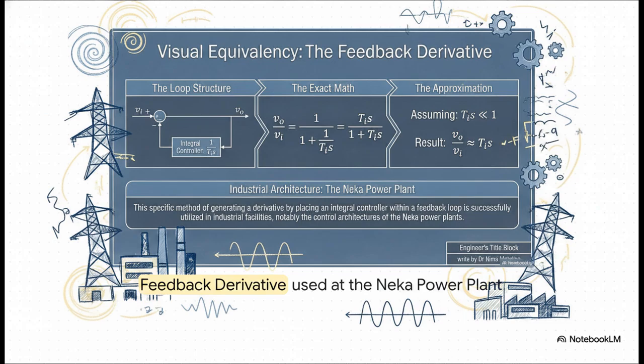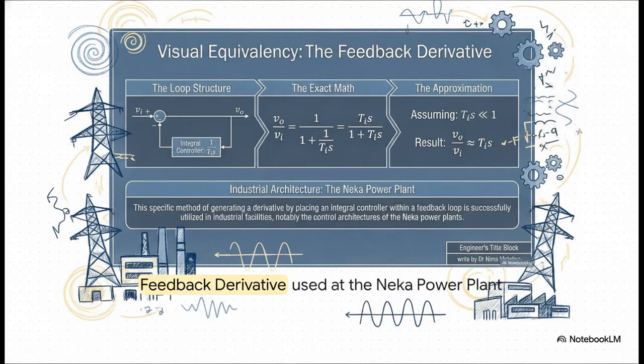Now let's look at a really fascinating real-world application of this. Look closely at this architecture pulled from the NECA power plant. Now, reaching a perfect, pristine mathematical derivative in the real world is notoriously difficult because of high-frequency noise. So what did they do? They ingeniously generated a derivative by nesting an integral controller inside a negative feedback loop.